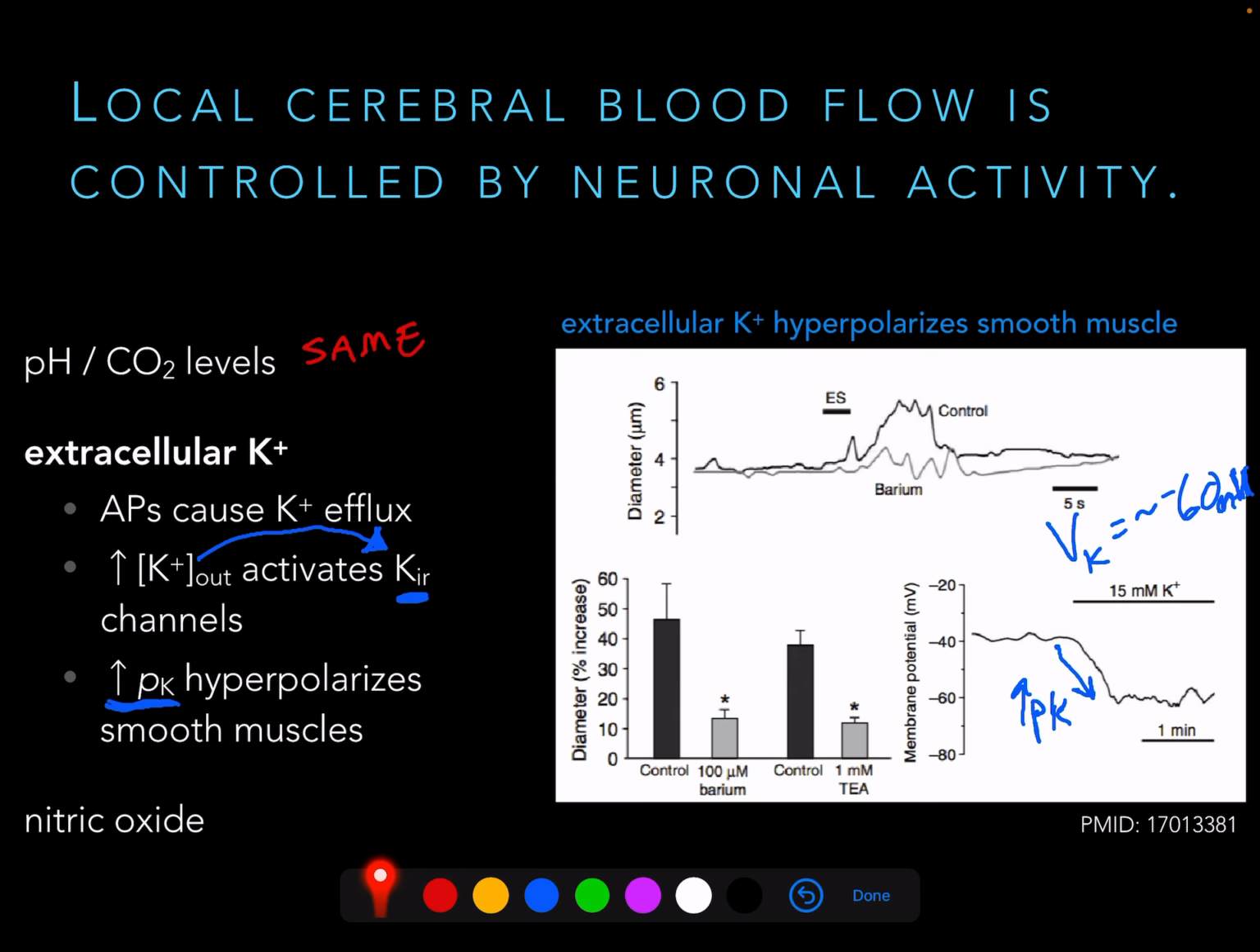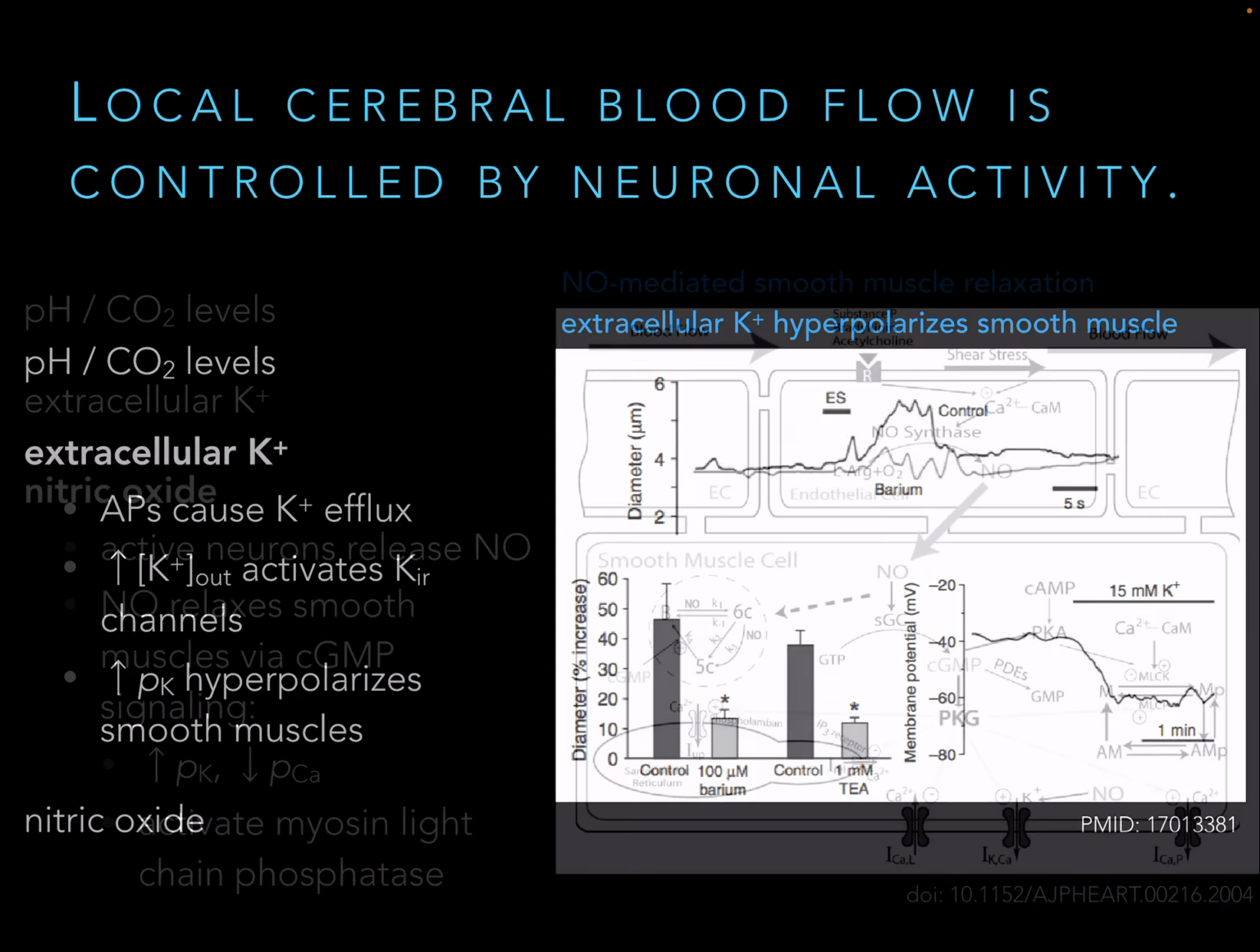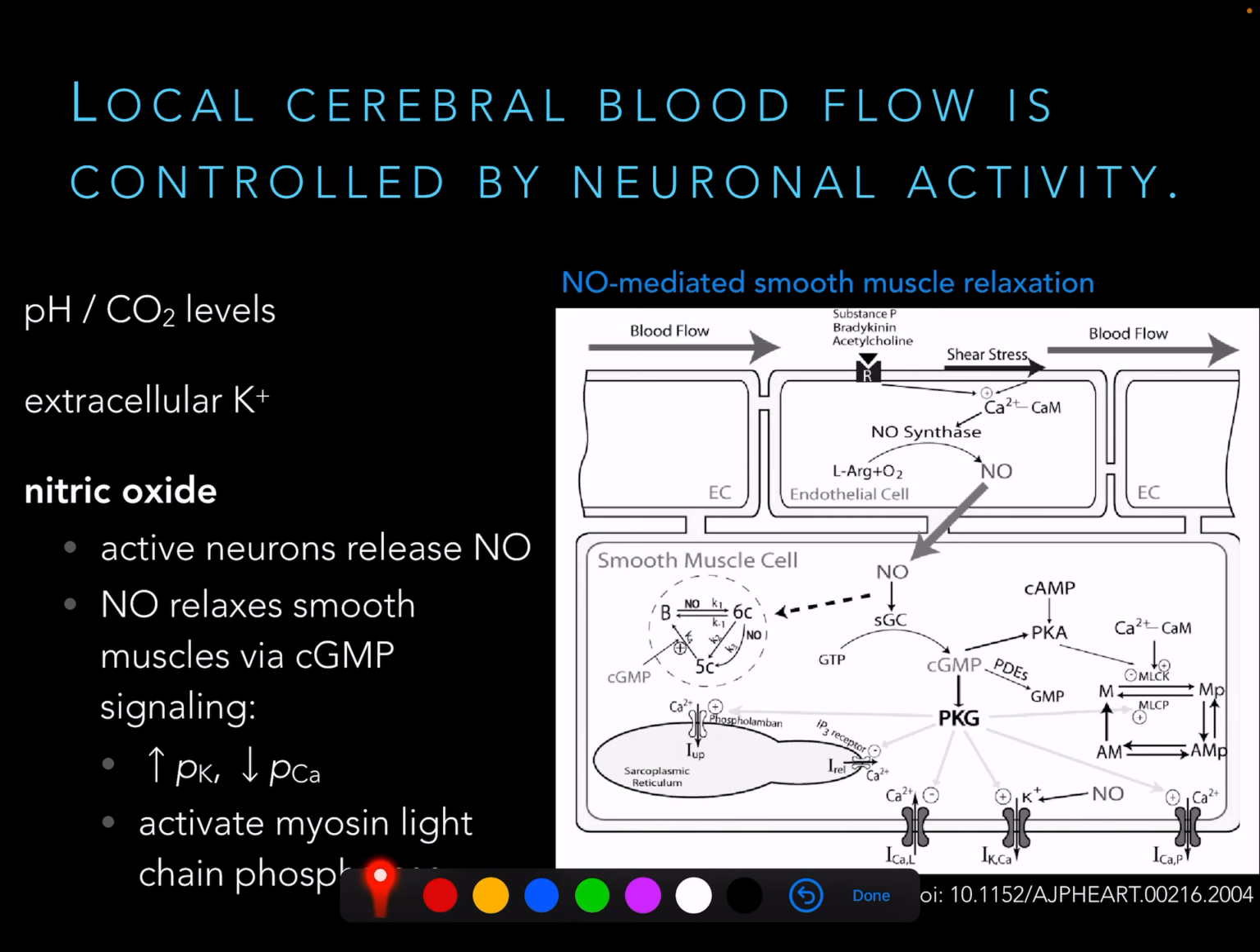Okay, so that's kind of weird if you only think about the Nernst equation. But if you remember the Goldman-Hodgkin-Katz equation, the buildup in extracellular potassium moves us toward potassium's reversal in smooth muscles. So they have this kind of surprising hyperpolarization. Okay, so active neurons spit out carbon dioxide and potassium, and it turns out they also spit out nitric oxide.